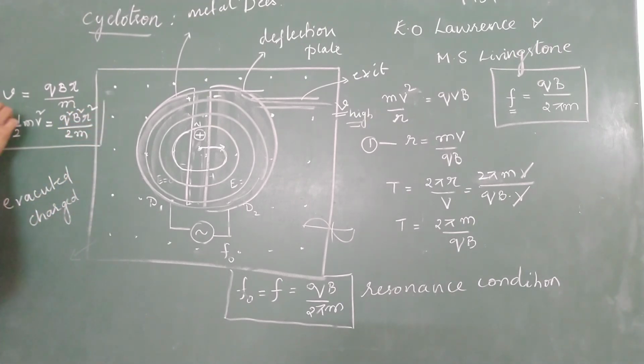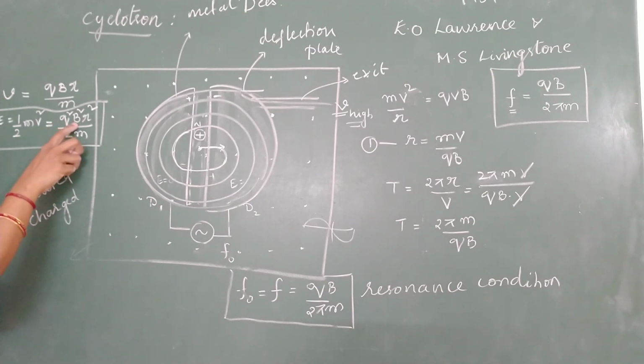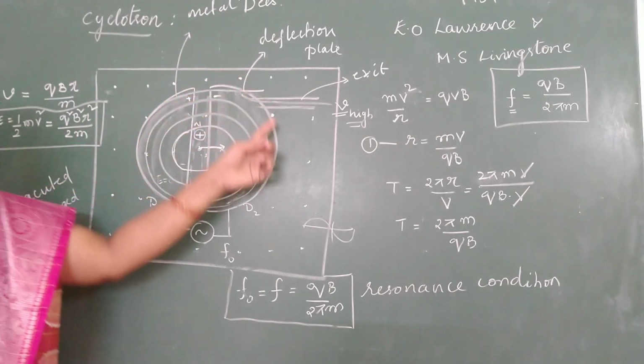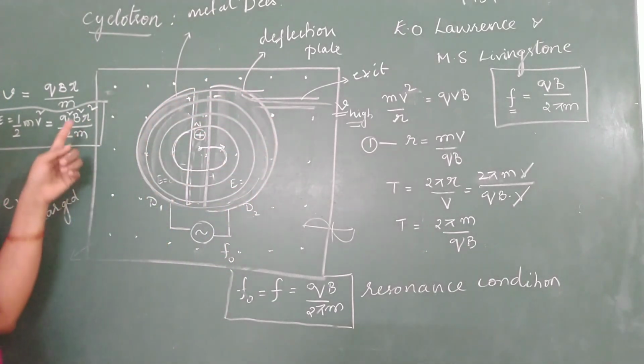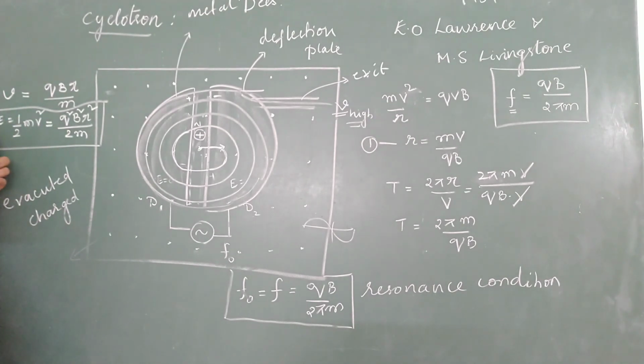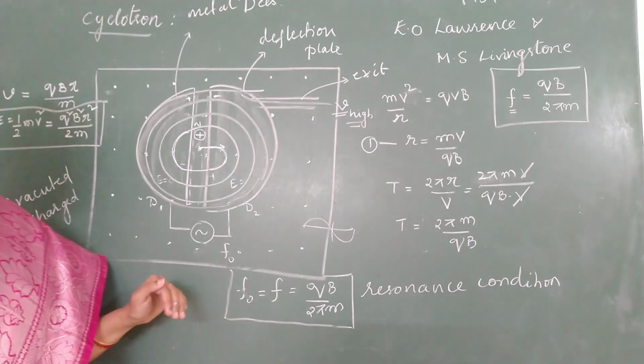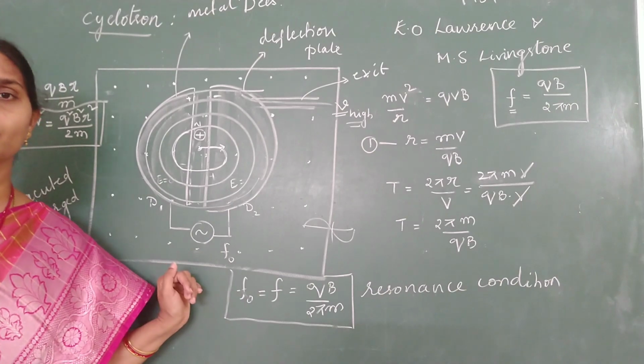And if you observe the kinetic energy, Q and M and B are constants. On what factor is the kinetic energy depending? On the radius. Larger the radius of this D, larger will be the kinetic energy. So this is how you can accelerate a charge by making use of a cyclotron.